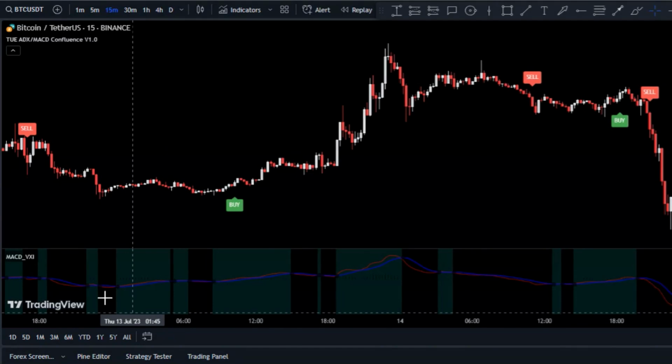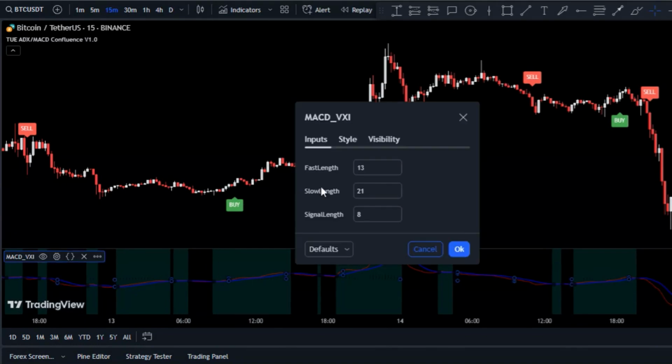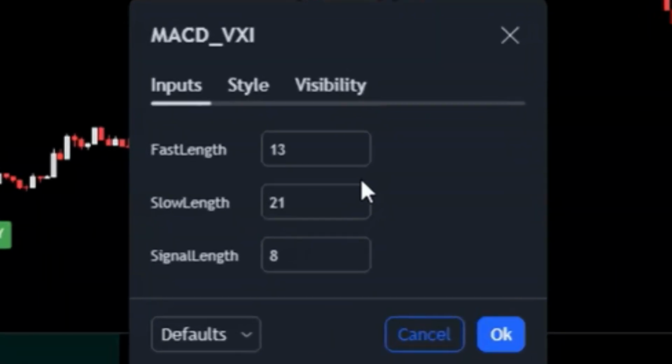After adding this indicator to the chart, make sure to optimize its settings just like I do in the video. This will help ensure that we're getting the most accurate signals.